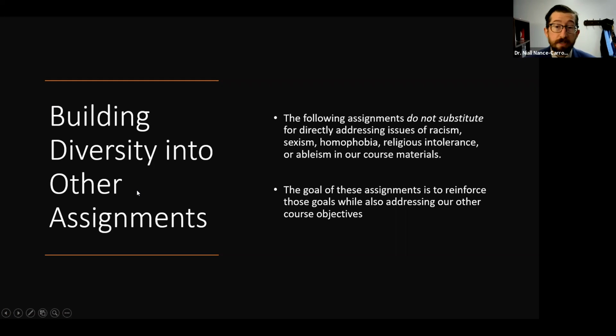So, building diversity into these other assignments. The first two assignments that I'm going to talk about today are not substitutions for direct instruction about this. These are support for that, and I'll get to how they function as support in a moment. But they still mean that we need to be talking about racism, sexism, homophobia, religious intolerance, ableism, and other forms of prejudice in the classroom. But I'm going to start with assignments that are building a groundwork for that.